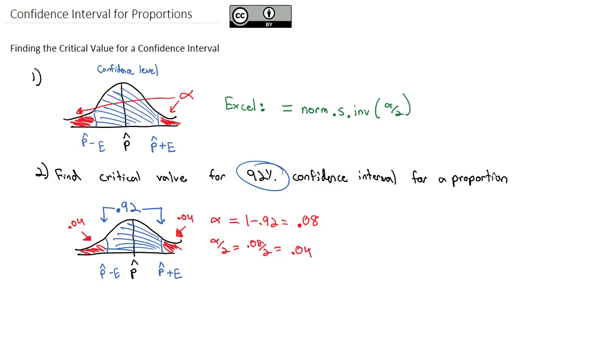That 0.04 is what's going to go into the NORM.S.INV command. And we'll put in that 0.04. And when I type that into Excel, Excel's going to tell me that that is about negative 1.75. And generally, Excel's going to give us a negative value. We're actually going to ignore the negative, and we'll just say that the critical value is the positive version, 1.75. So Excel can really quickly give us that critical value if we draw the picture and figure out what alpha over 2 is and do it on Excel.